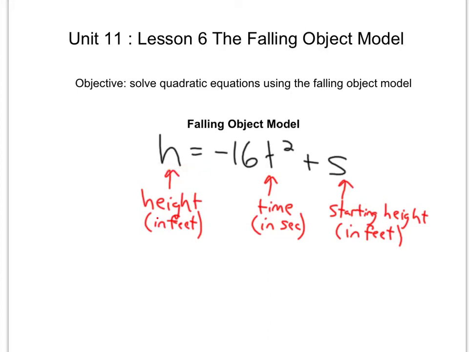And again, this is the equation. H, the height in feet, equals negative 16 times t squared, and that's the time in seconds squared, plus s, the starting height. The reason this is negative 16 is because that's the coefficient for gravity, meaning that the height is going to be going downward at this speed every second. Okay, and this is the falling object model, so let's go ahead and get started.